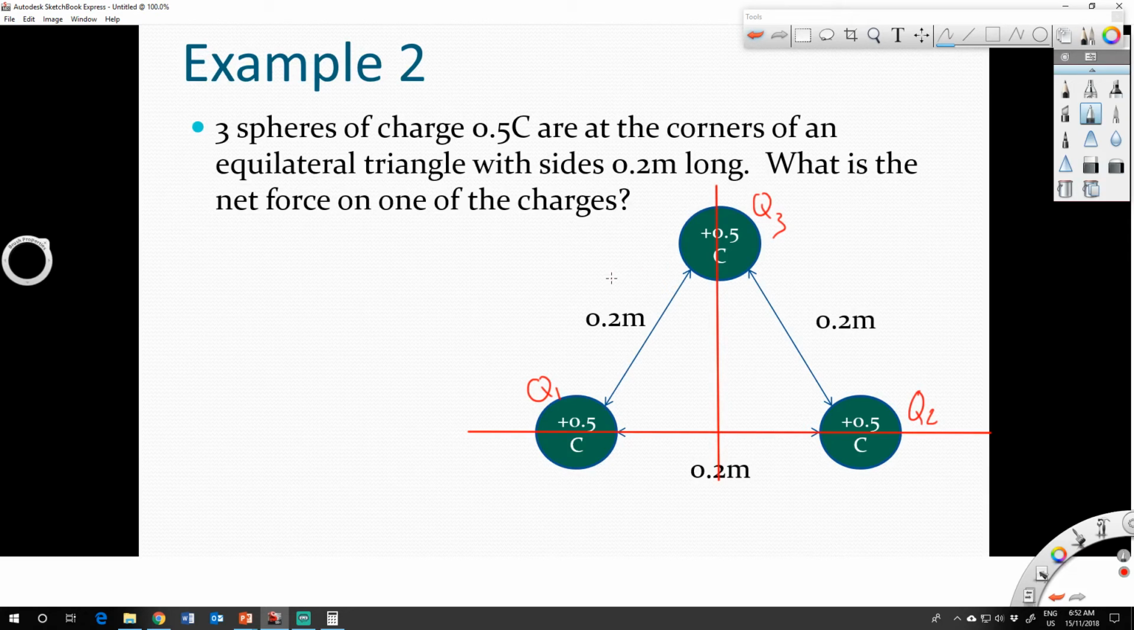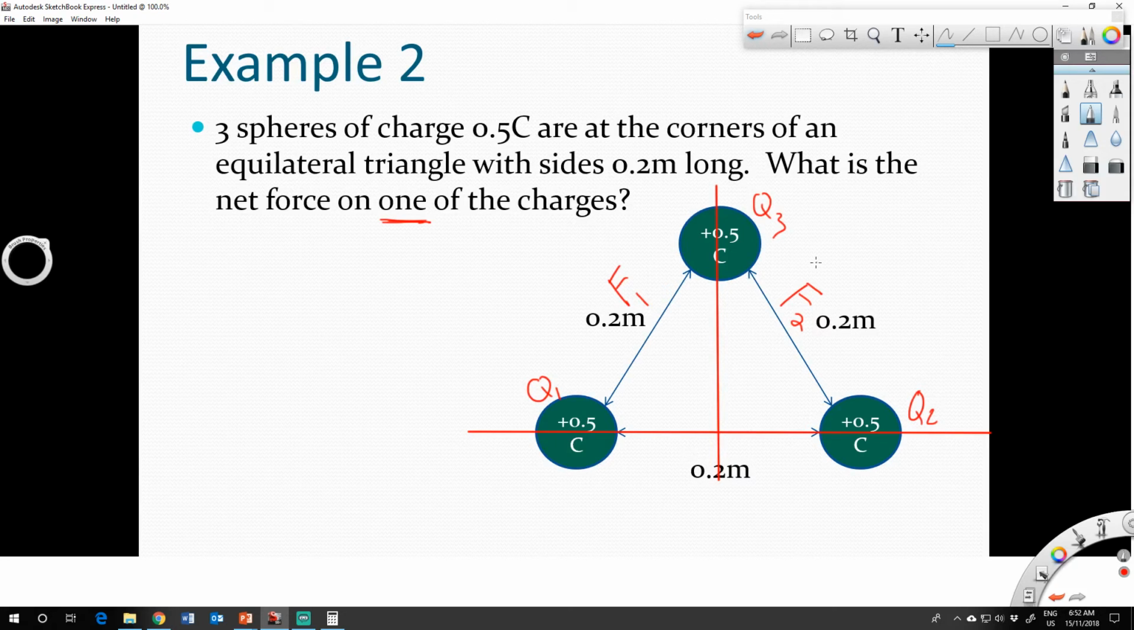So Q1 will exert a force on Q3. We'll call that force 1. Q2 will exert a force on Q3. We'll call that force 2. And we don't really care what Q1 and Q2 are doing to each other because it only asks us for the net force on one of the charges. And we're going to pick Q3 because it's easiest to work with Q3. You could work with Q2, but it'll require a lot more trig.